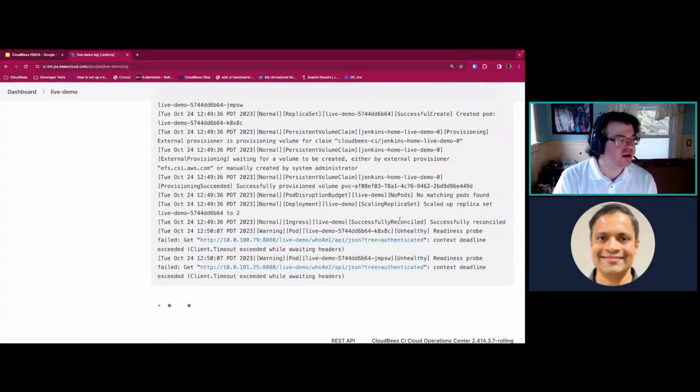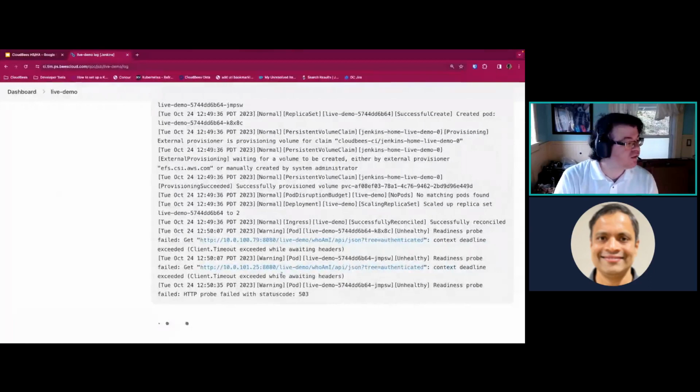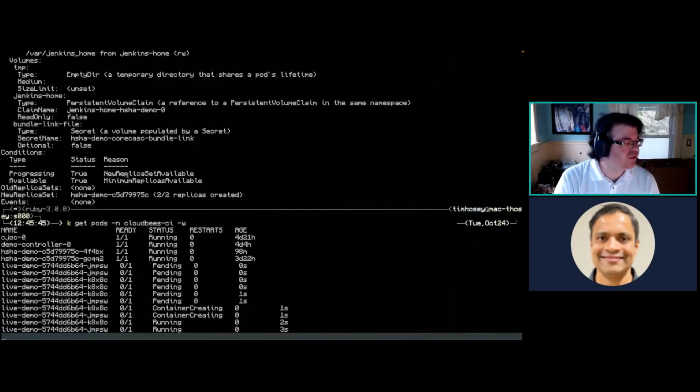So in this case, it's waiting on the controllers to become available. They're awaiting headers. Nothing's come through yet, and that's because they're still coming up. They're still being created. They're still running. So once those become available, we'll be able to log in and access them as normal, and they'll be able to be utilized pretty much right away.